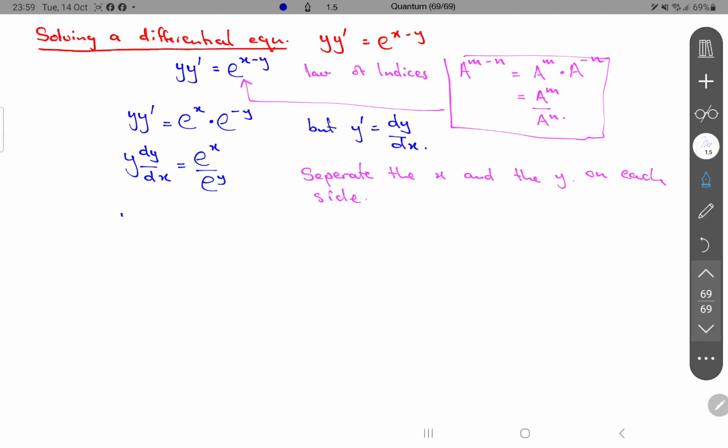So I have got y here, and dy is equal to e^x over e^y dx. So I'm left with this. I take it that side: y e^y dy is equal to e^x dx.